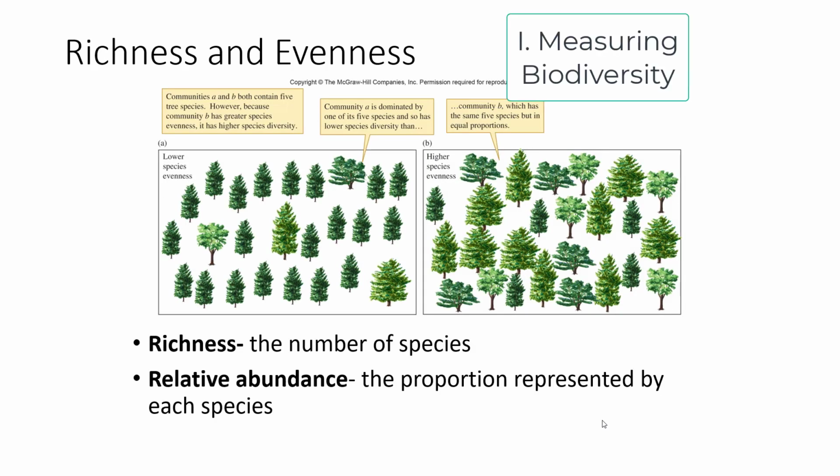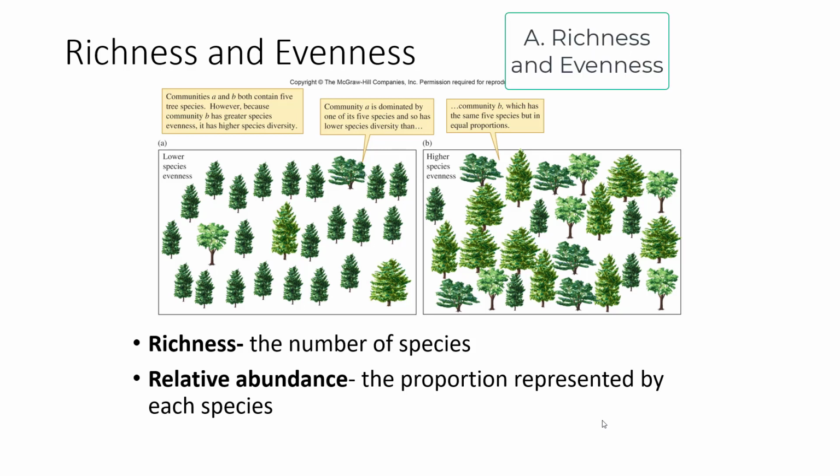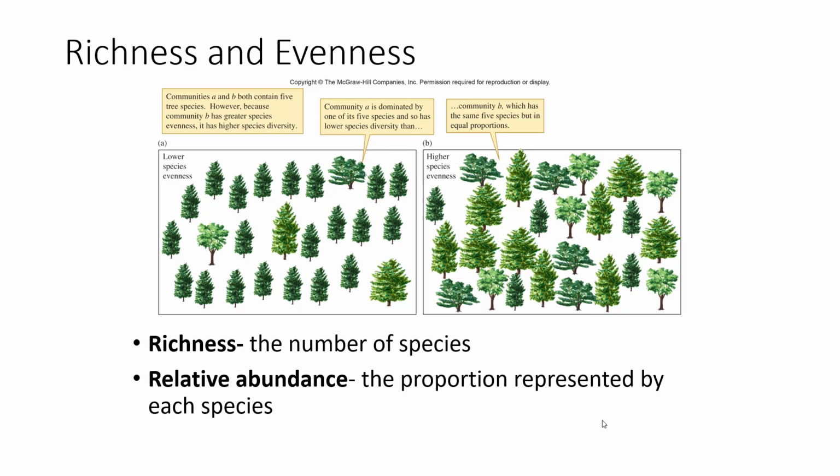And species richness doesn't really tell us about the health of a community. That would require something called evenness. While species richness is the number of species, relative abundance is the proportion represented by each species. You can get a community that has almost all of one species and a few of different species. Here we have in community A, all of one species, and then there are 4 individuals, each of a different species. Total is 5 species, but it's not a very even community.